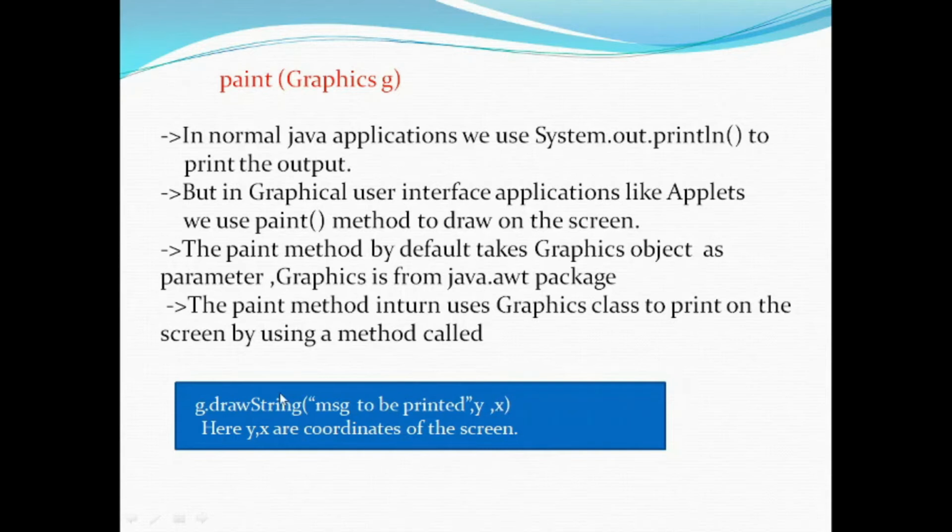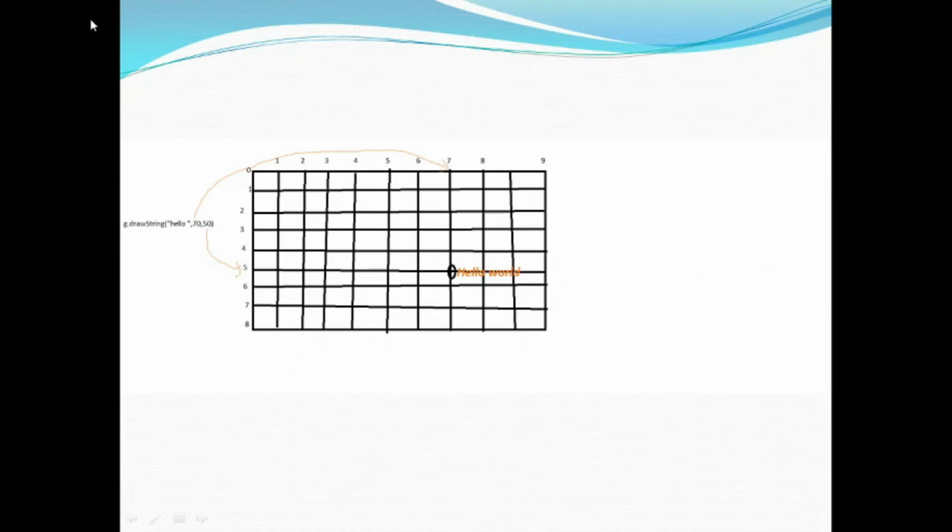So to tell more precisely about this method, I'm taking a pictorial representation as follows. Here you can see I'm saying g.drawString, that is graphics object drawString, say hello 70 comma 50. Here my requirement is to print hello. What do you mean 70 and 50?